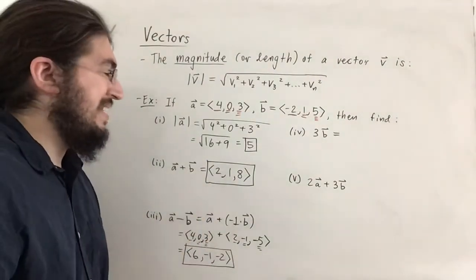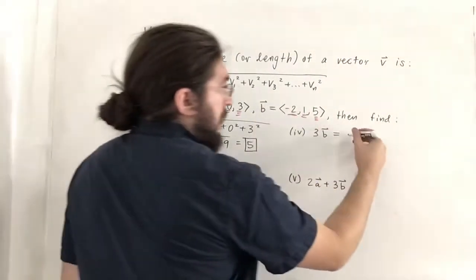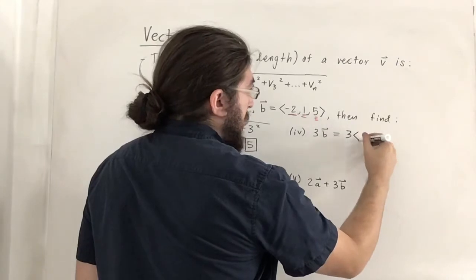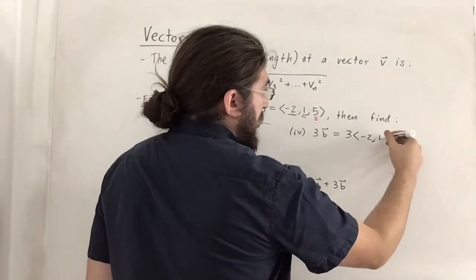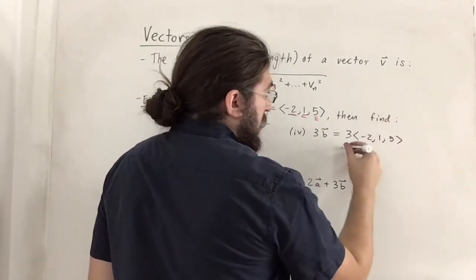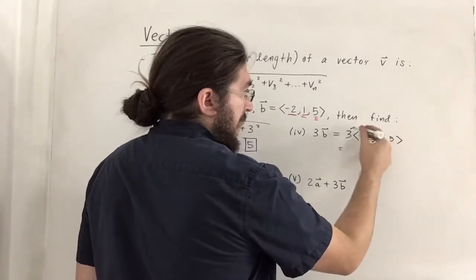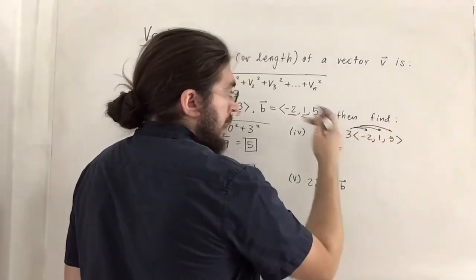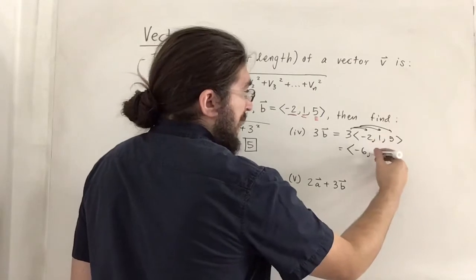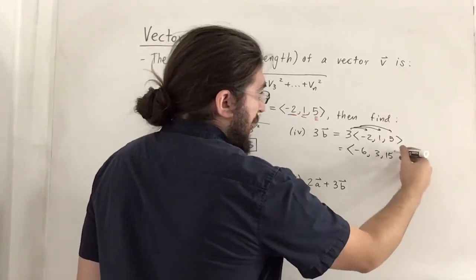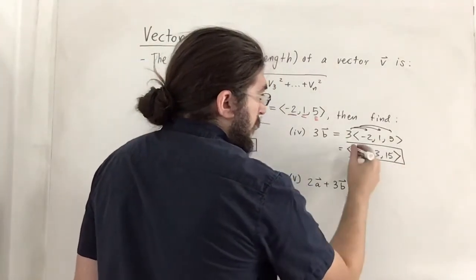So here I am. Now 3 multiplied by v is just scaling the number 3 into the vector negative 2, 1, 5. So we know how to do that. Just multiply each of these by 3. So it's basically distribution. And we get negative 6, 3, and 15. And that is the answer for part 4.